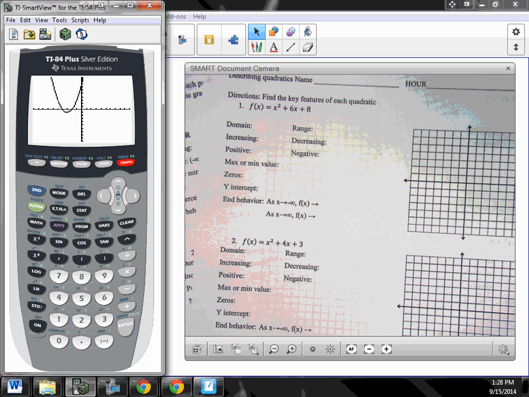Now it looks like the roots are nice numbers. It also looks like the minimum is a nice number. Okay? The fastest way to check is to go to the table. So push second table.